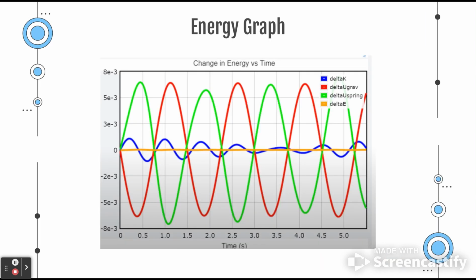So as you can see, the total change in energy remains constant at 0, and delta K is constantly oscillating and is highest when the spring energy is lowest, which makes sense. The spring energy is constantly oscillating because it's high when it's stretched or when it's compressed, and when the spring is at its resting length, it's 0. And delta U grav varies with the height of the object.